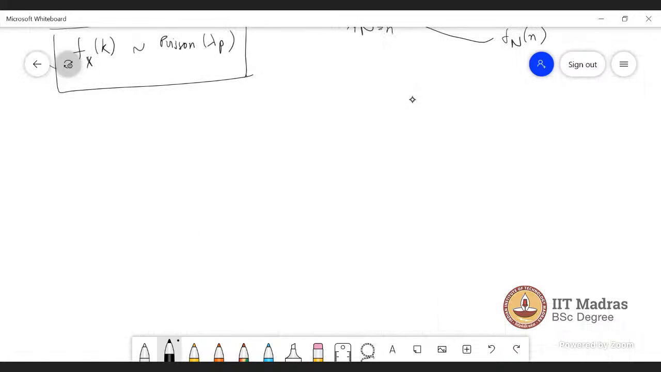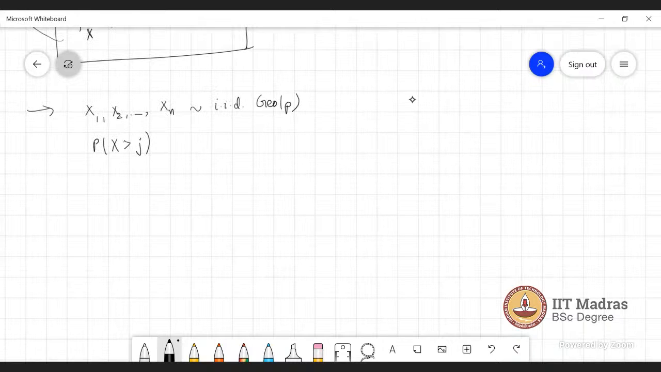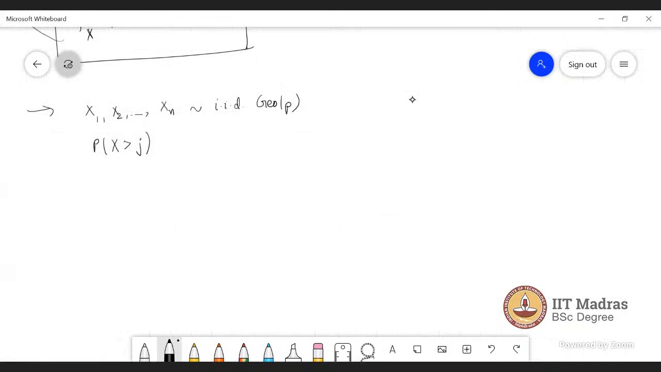Okay, so there is one expression that we have: let's say you have x1, x2 up to xn. They are all IID geometric with parameter p. If I want to find the probability that x is greater than j, this expression also we use many a times directly in the questions. So it's good if you either know the derivation or if you know the direct result. Both ways are fine.